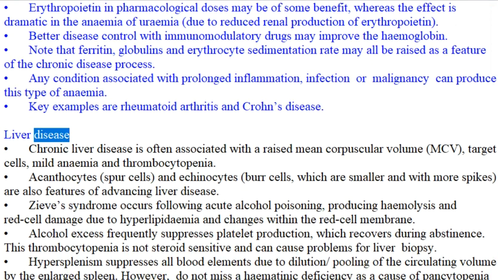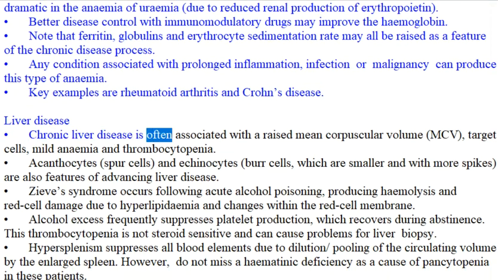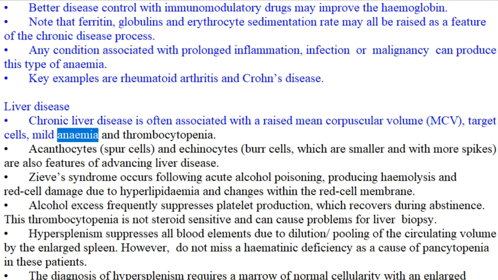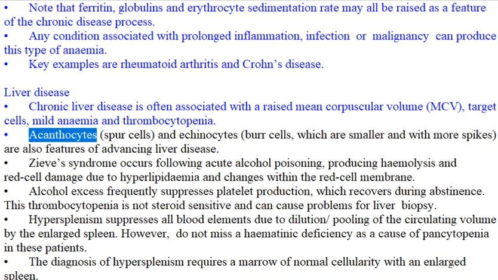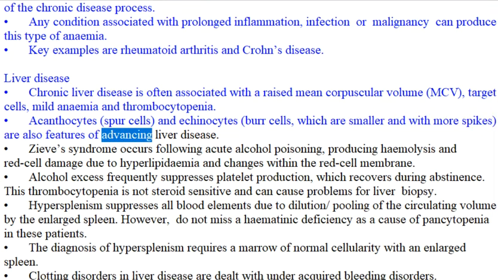Liver disease. Chronic liver disease is often associated with a raised mean corpuscular volume, MCV, target cells, mild anemia, and thrombocytopenia. Acanthocytes, spur cells, and echinocytes, Burr cells, which are smaller and with more spikes, are also features of advancing liver disease.